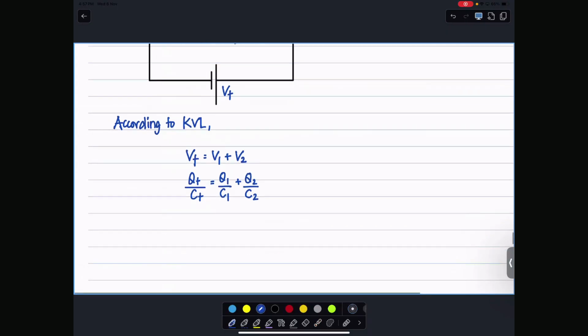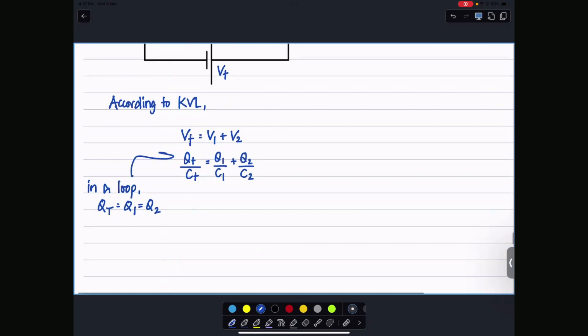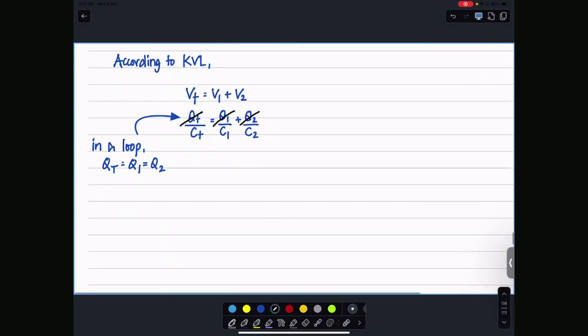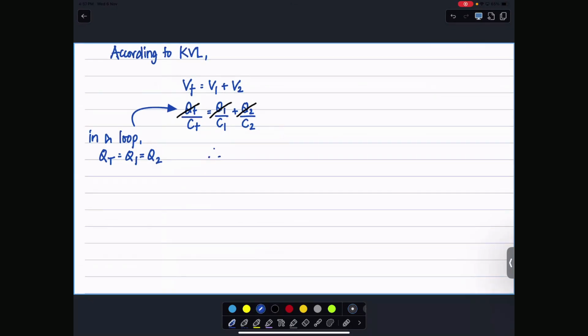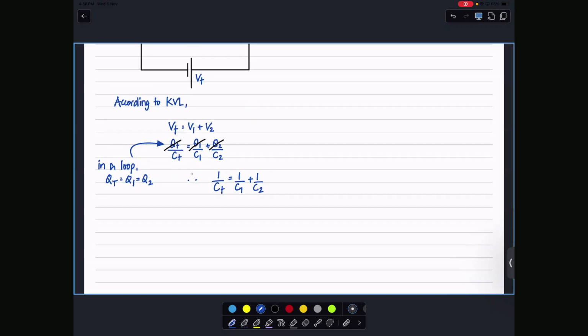So therefore, in this circuit, in a closed loop, Q1, Q2, Q total are all equal, right? So if that's true, what can we do to them? Cancel them down because they cut out, right? So therefore, the combination of series capacitors is going to be 1 by C total is equal to 1 by C1 plus 1 by C2. And you will remember that this is similar to what? No, spring combination. For resistors in series, what is it? Yeah, R1 plus R2 plus R3, right? So this is basically the other way around.